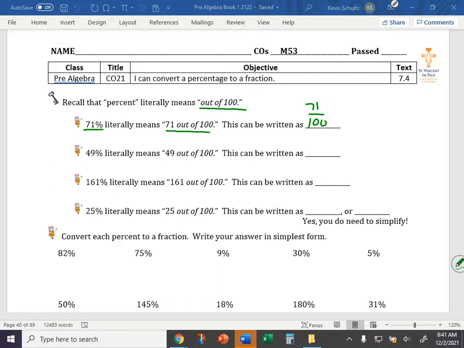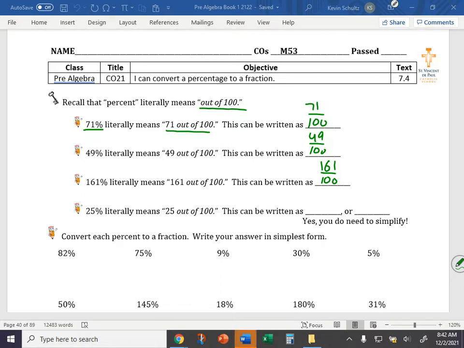Again, out of 100. So 49% as a fraction, someone else. Okay. 49 over 100. 49 hundredths. 161% as a fraction. Camille? 161 over 100. Why does it make sense that that's an improper fraction? Why would you expect that to be an improper fraction to represent 161%?